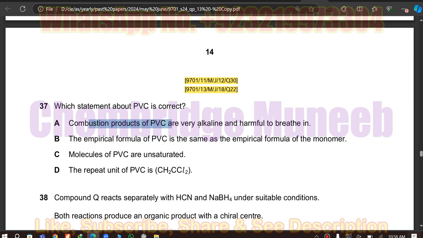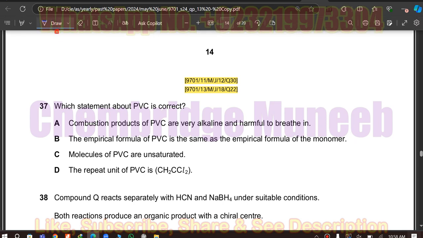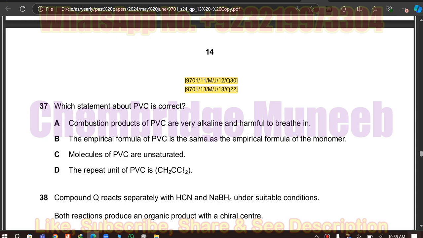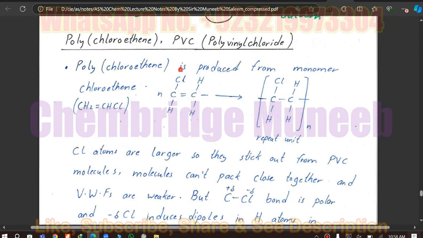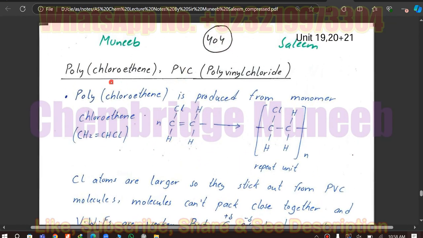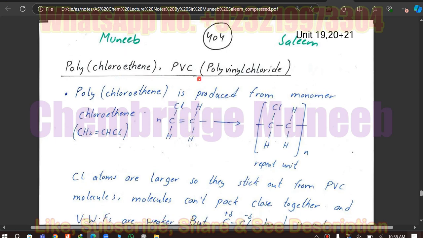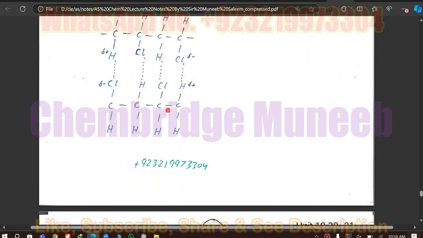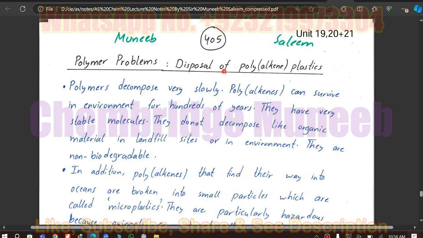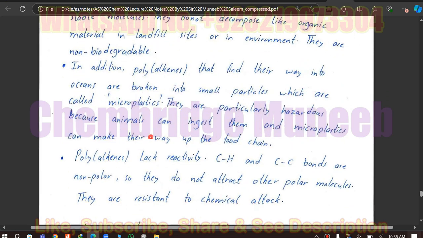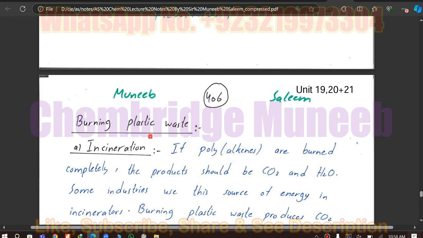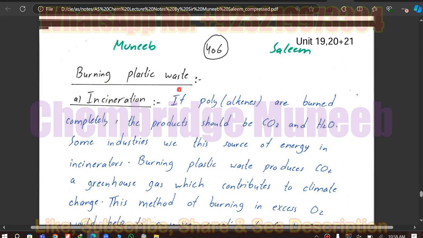Combustion products of PVC are very alkaline and harmful to breathe in. To have a clear idea of this statement, we need to have a thorough reading of the literature. So let me show you my notes. These are my notes of AS chemistry, and under the topic of PVC, polyvinyl chloride, we can find the disposal of polyalkene plastics, and under this comes incineration, burning plastic waste.